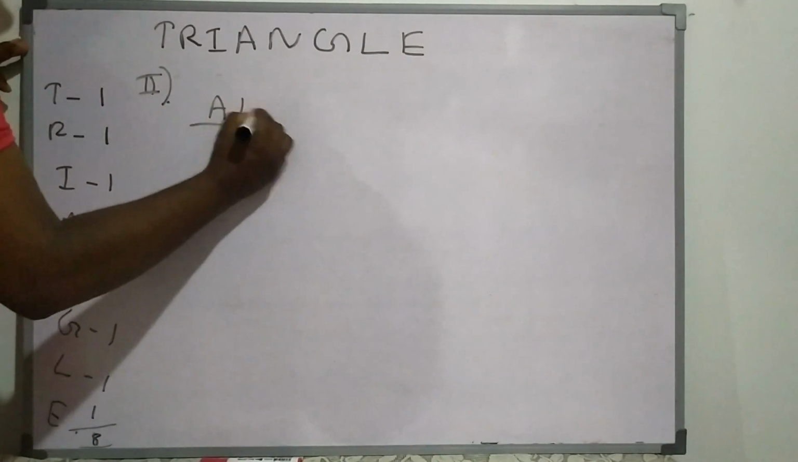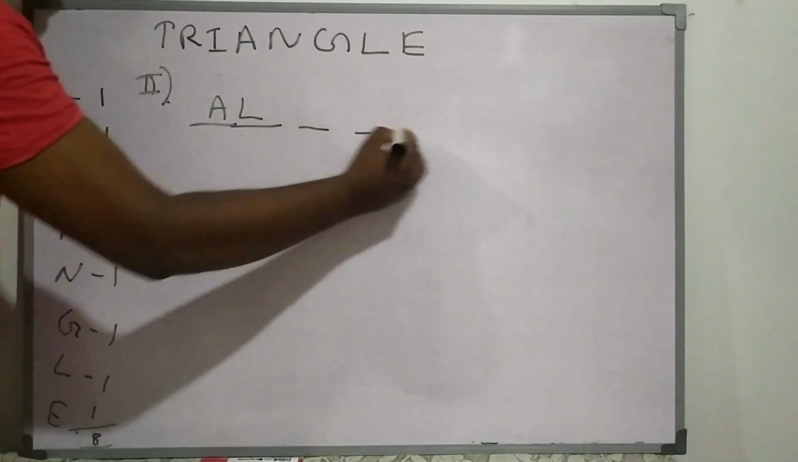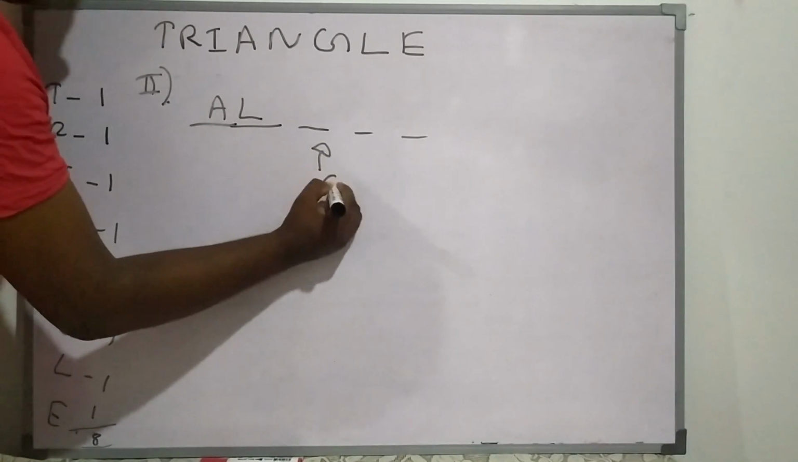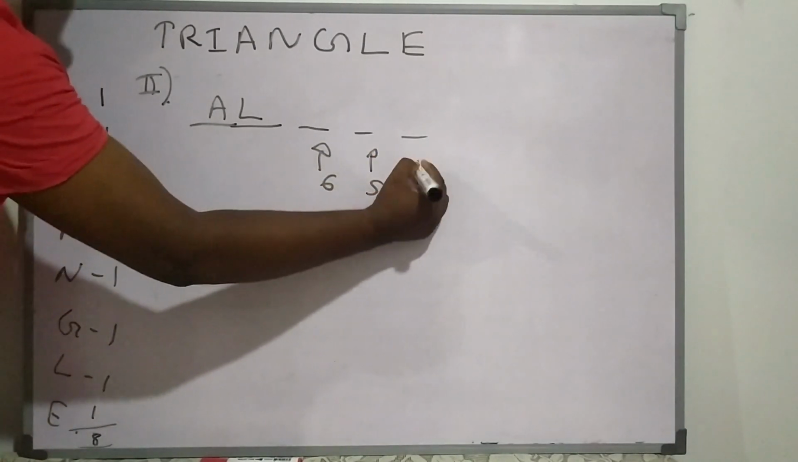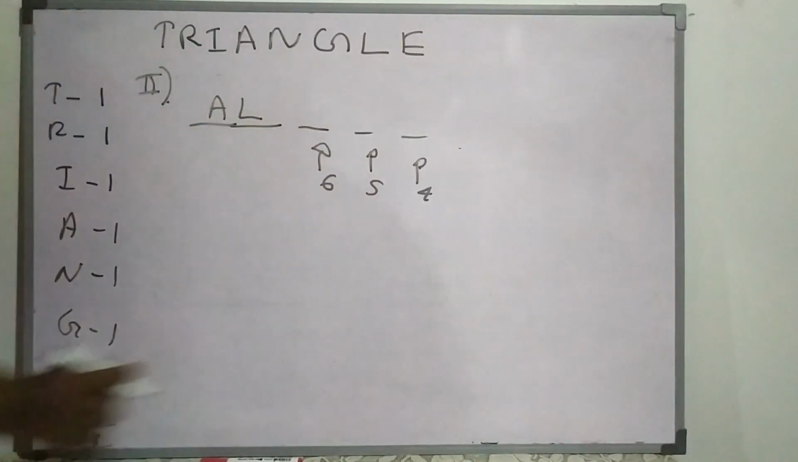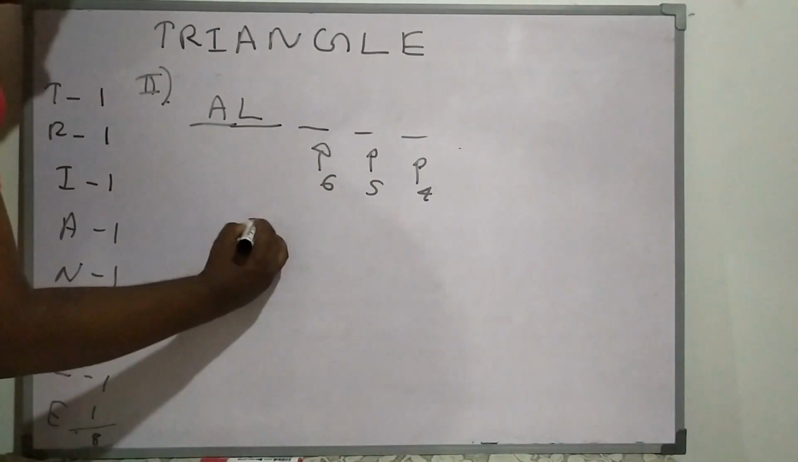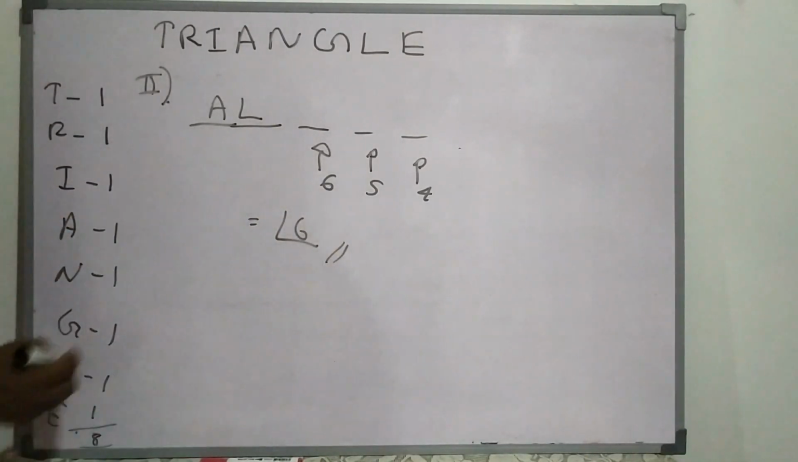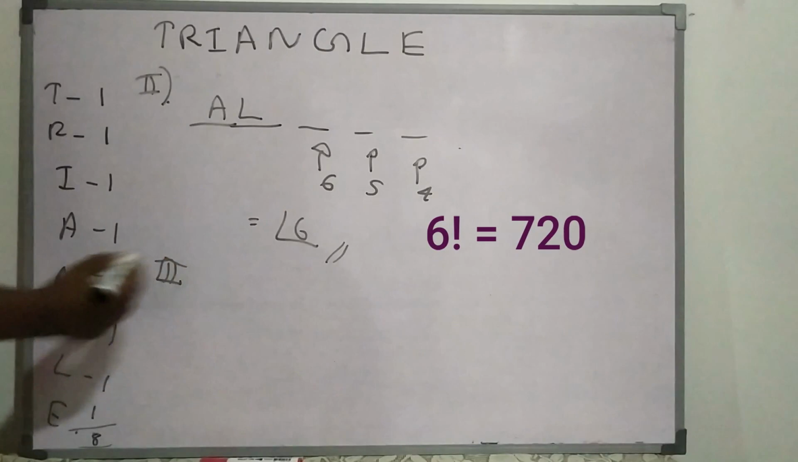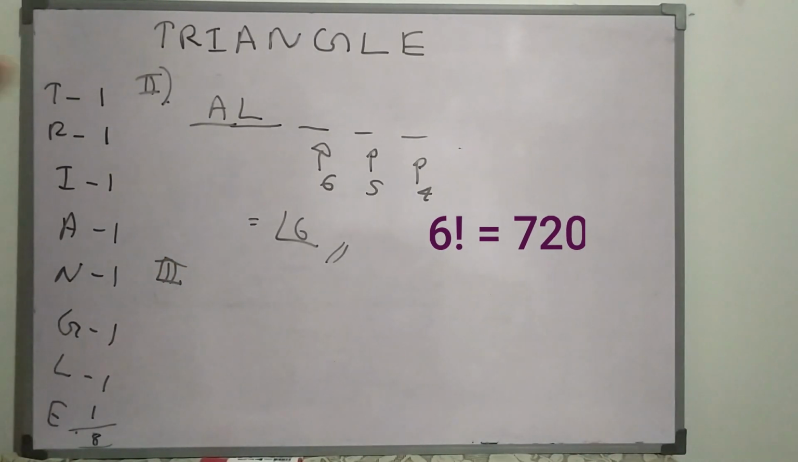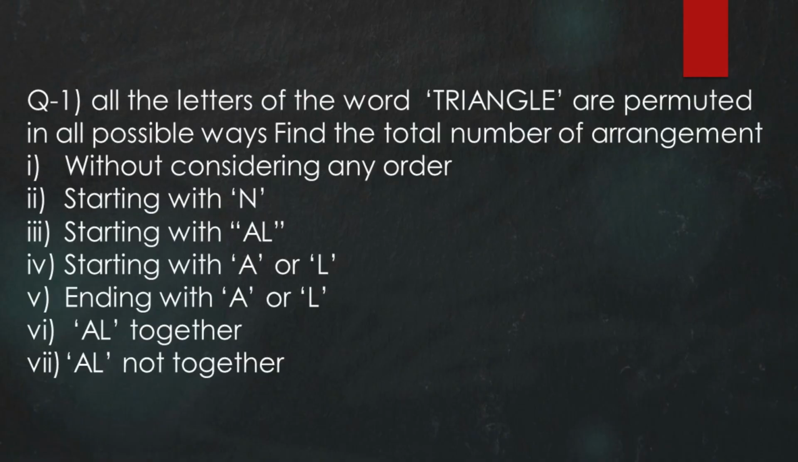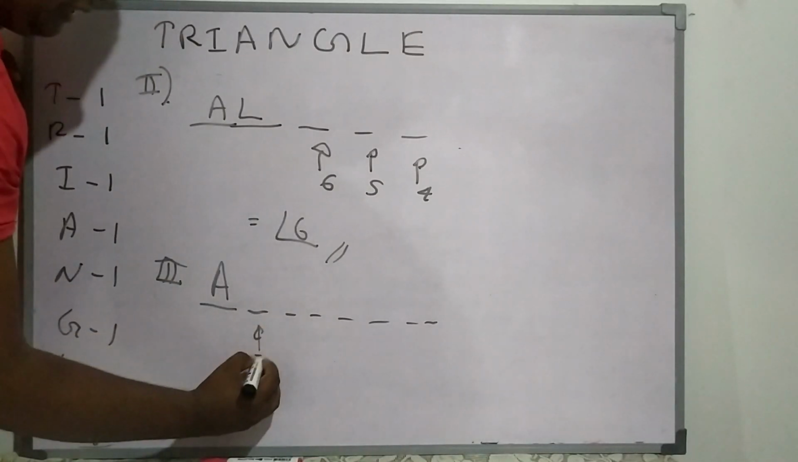The next Roman number is starting with AL. Starting with AL means you have to fix both A and L. Both fixed means we have 6, 5, 4 and so on for the remaining spaces. So this is factorial 6, which is 720.